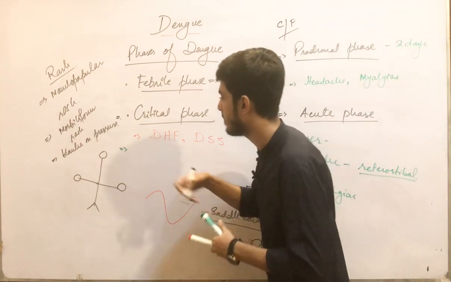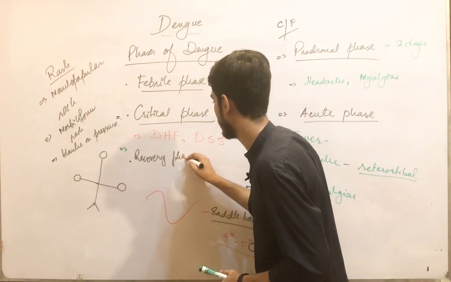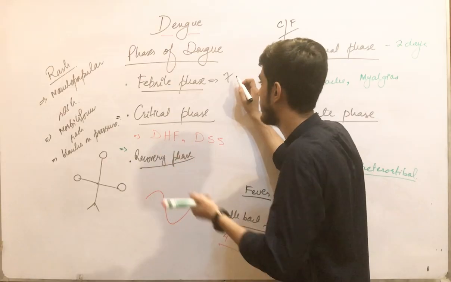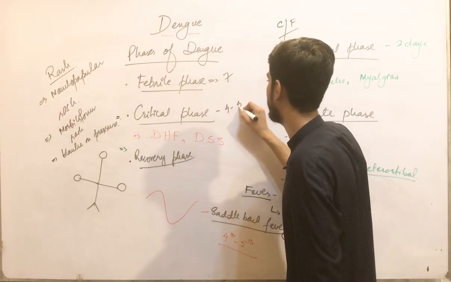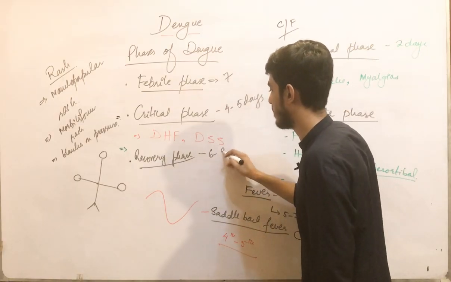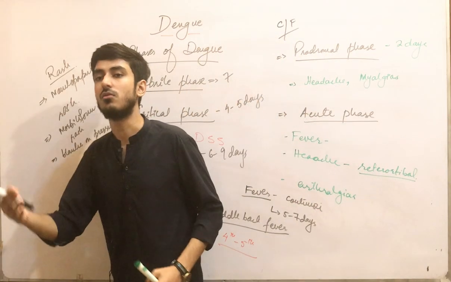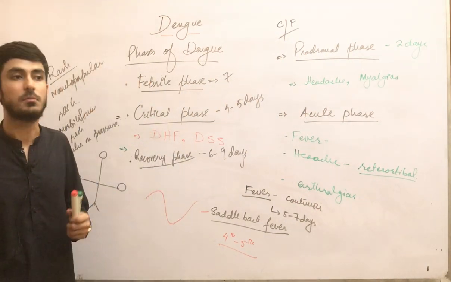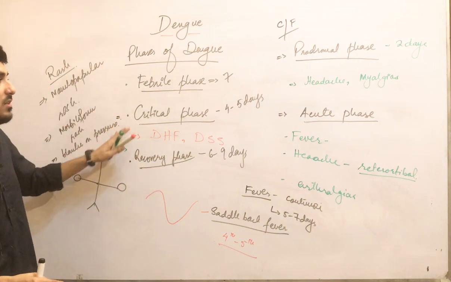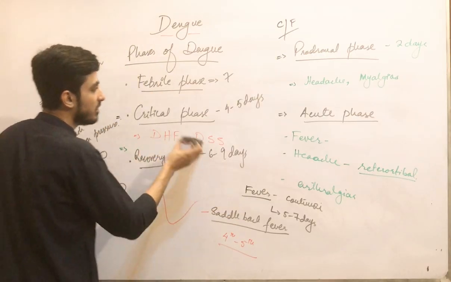Then the third phase is the recovery phase. The febrile phase lasts 5 to 7 days, then we have 4 to 5 days critical phase, in which you have to monitor the patient, and recovery phase for about 6 to 9 days. In the recovery phase the patient starts to recover, the thrombocytopenia resolves, the patient condition starts to improve. So these are basically the 3 phases of the dengue fever. Now we will be discussing the dengue hemorrhagic fever and dengue shock syndrome.